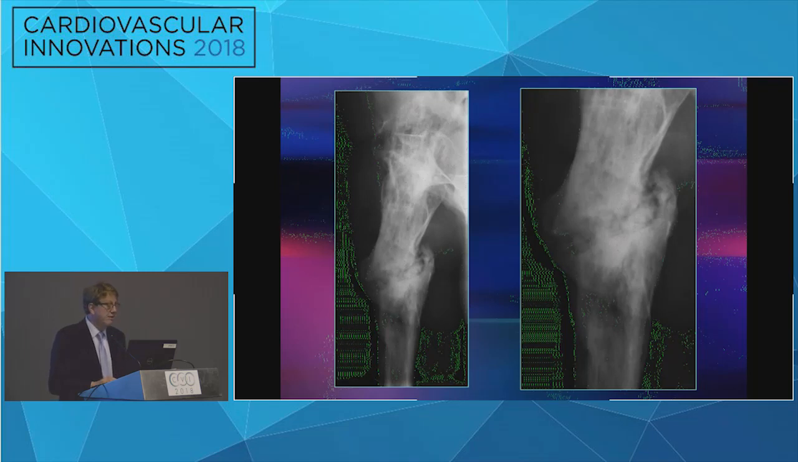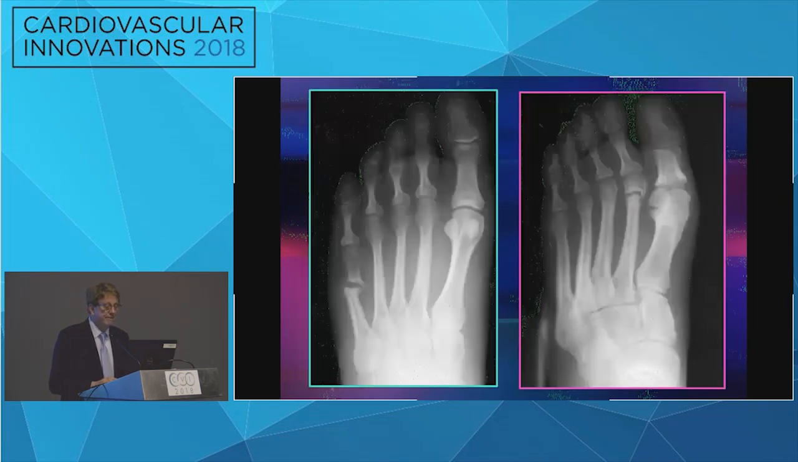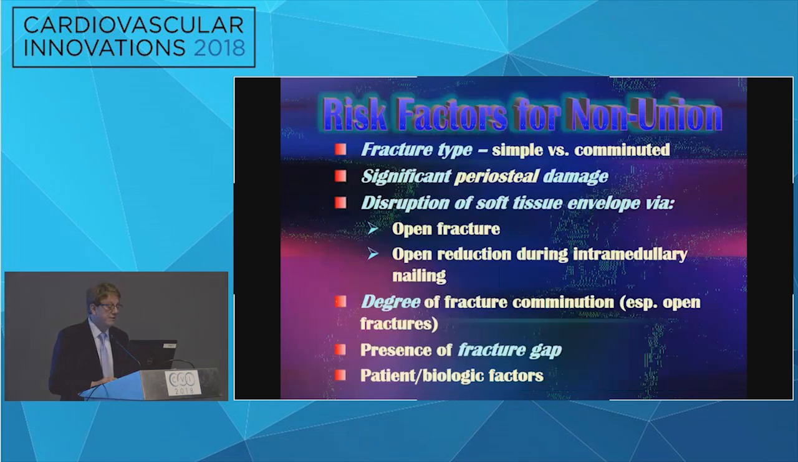And the radiographs are not all that conclusive. And yet we do see non-unions in the foot. They can happen with metatarsals. You see here's an atrophic non-union on the right, oligotrophic on the left. These things happen in diabetic feet. All these are diabetic feet.